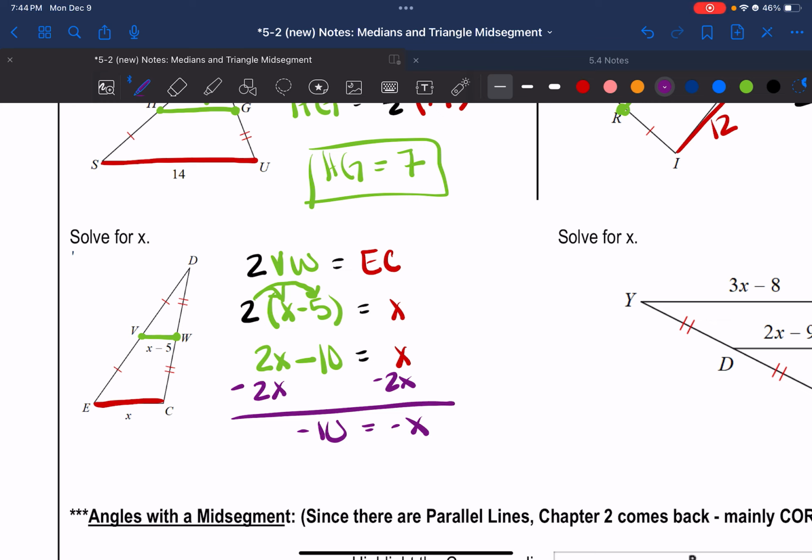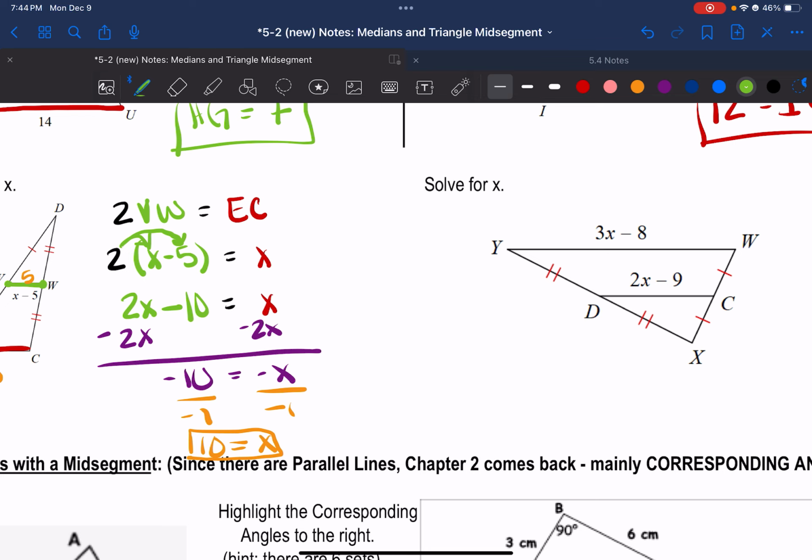All right, next one, DC are midpoints. So we are going to double DC and set it equal to YW. So 2 times (2x minus 9), and we're going to set that equal to 3x minus 8. Again, I have to put that in parentheses so that it goes to both. That's 4x minus 18, which is equal to 3x minus 8.